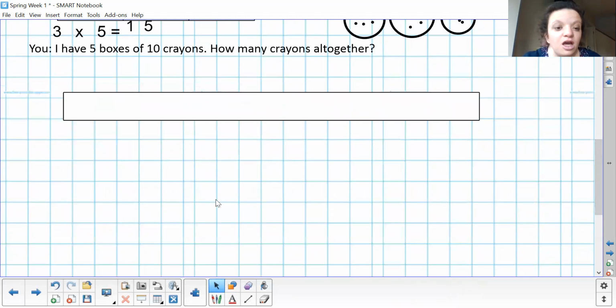Right, next one. I have 5 boxes of 10 crayons. How many altogether? So write your number sentence, write your part whole, and draw your picture. Off you go.